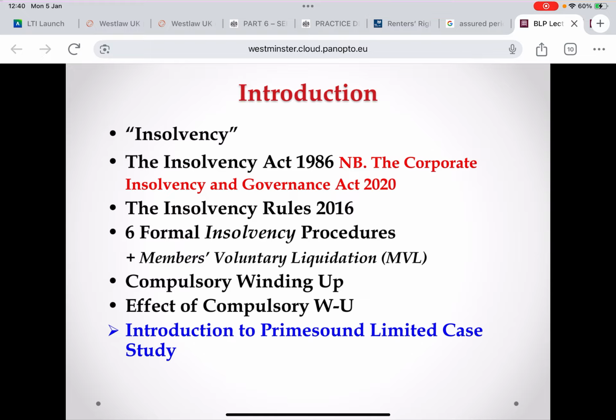And the last entry on this slide, everybody, is a reference to a company called PrimeSound Limited. Our discussion of corporate insolvency will be done through the eyes of a company called PrimeSound Limited, not Ogan Shaking Ice Cream Limited. Okay, so in Unit 17 and 18, we'll be dealing with a company called PrimeSound Limited.